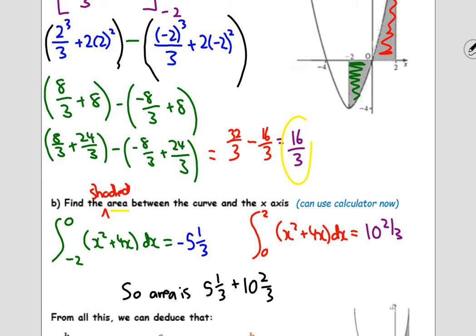You got five and a third for the second one. Did you guys get negative 5 and a third? Yeah. And did you get 10 and 2 thirds or 10 and 1 third? 10 and 2 thirds. Okay, because on my answers I did 5 and a third by mistake.